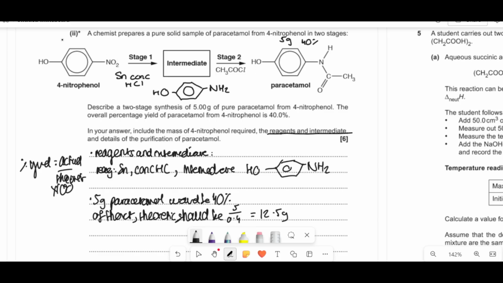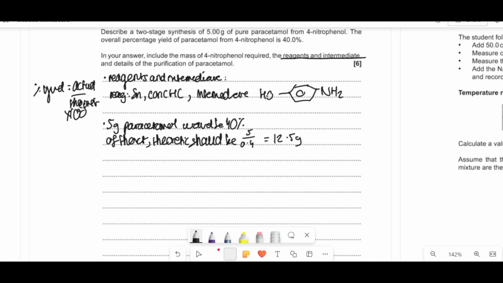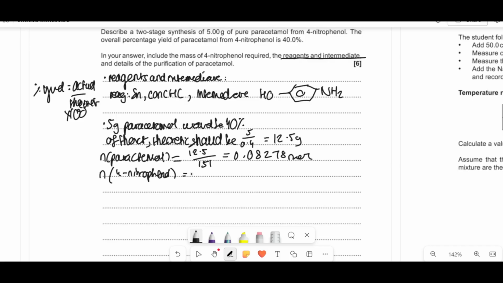We can now figure out eventually how much of this we'll need, because this is a 1-to-1 ratio, because nothing else is changing between these other than these groups getting mucked about. So 1-to-1, right? So what I can do is I can work out the moles of paracetamol now, using this theoretical value, which is going to be its mass, 12.5 grams, over the MR of paracetamol, which you can work out by just counting up the stuff in the diagram, which is 151, which ends up giving you 0.08278 moles, right? Now, because they're in a 1-to-1 ratio, the moles of the 4-nitrophenol would also equal to this.